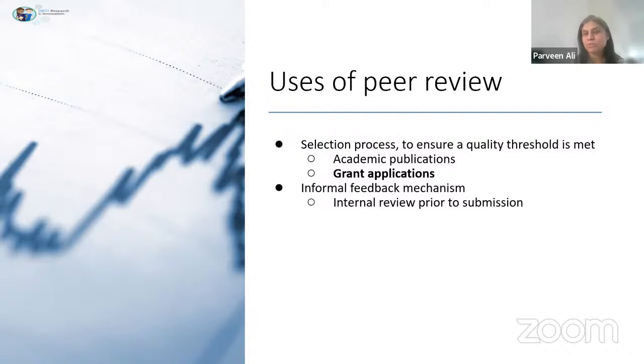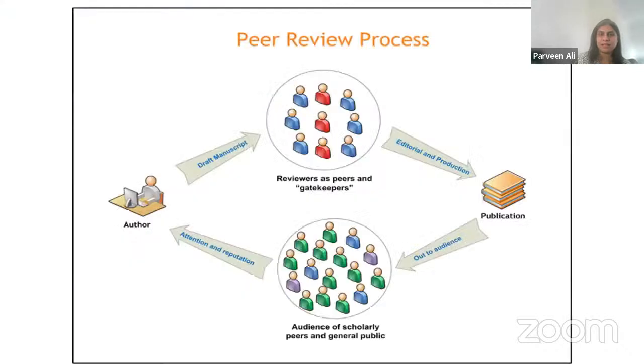Academic publication is one process. Grant applications, when you're submitting a grant application, whether it's a small one or large one, or funding applications of any kind, that's where it is used. It is also an informal feedback mechanism within universities, within institutions, within hospitals, where performance is reviewed and talked about, and things at the end, it needs to improve.